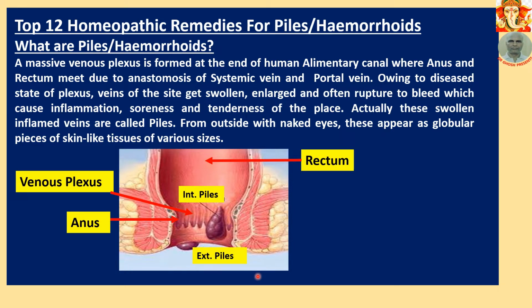From outside with the naked eye, this appears as globular pieces of skin-like tissue, like this, small skin-like tissues of various sizes. Mind it, this is the rectum. The rectum ends here. Now this is the anus. This is the opening of the alimentary canal down where the stool is passed. Rectum and anus are two separate anatomical places. This should be kept in mind because during the description, various times rectum and anus will come.